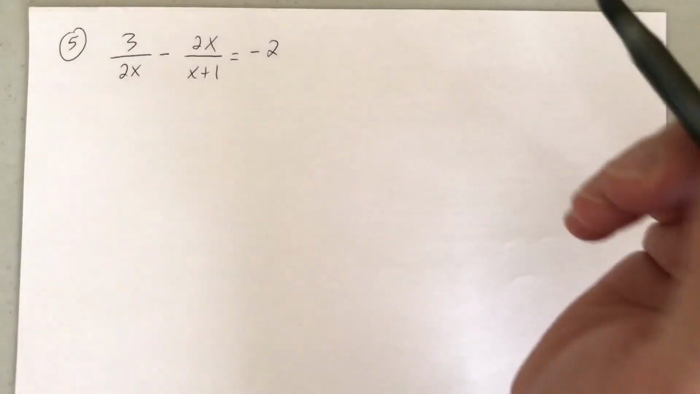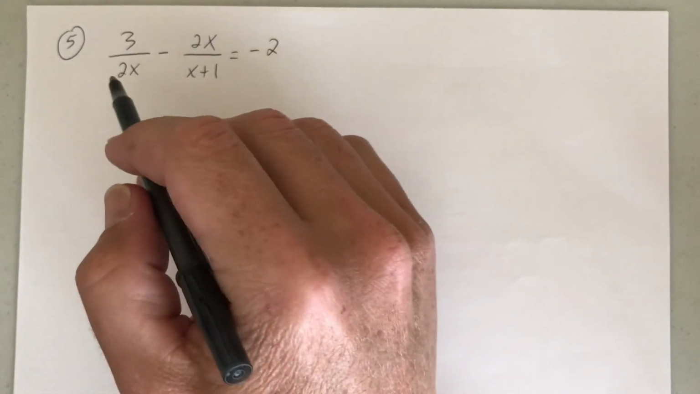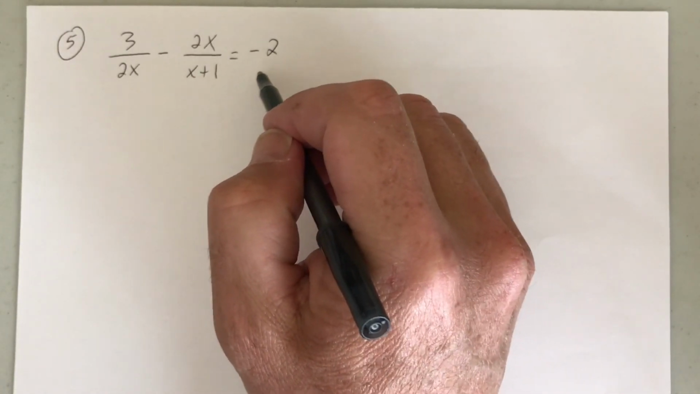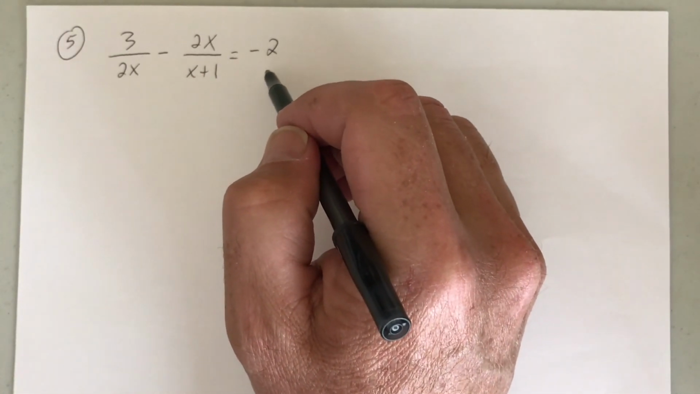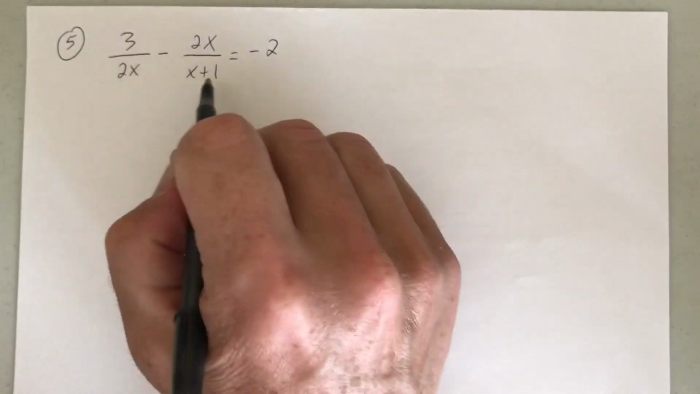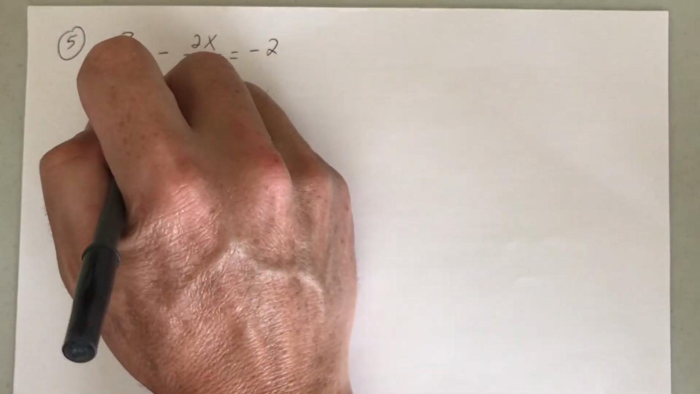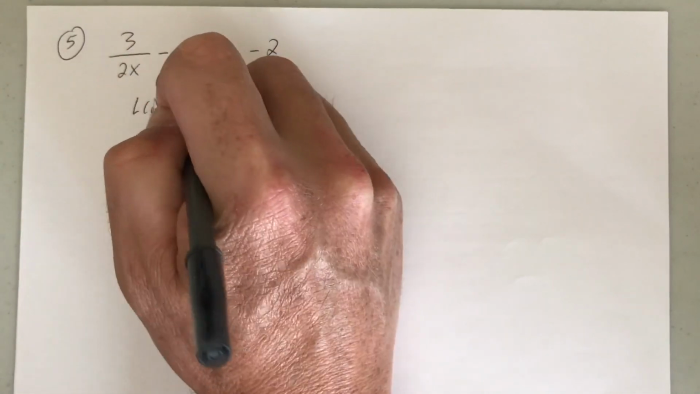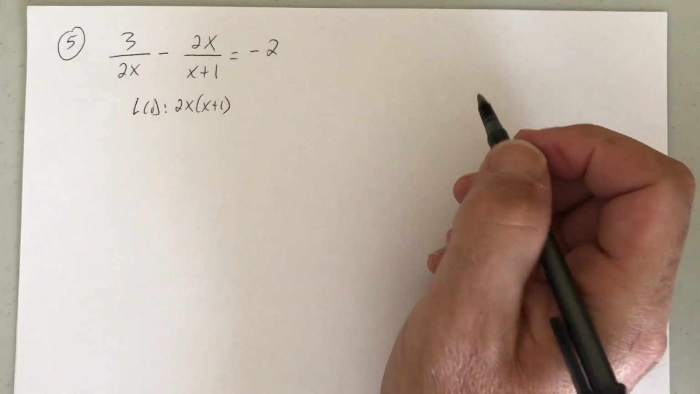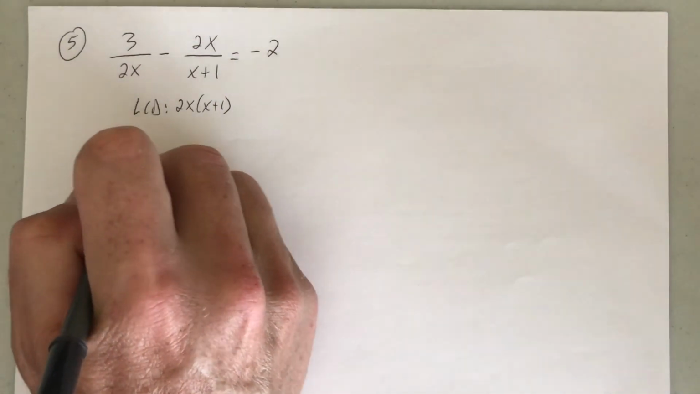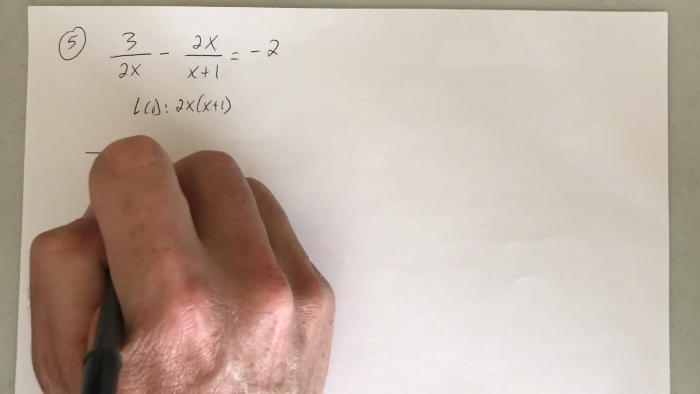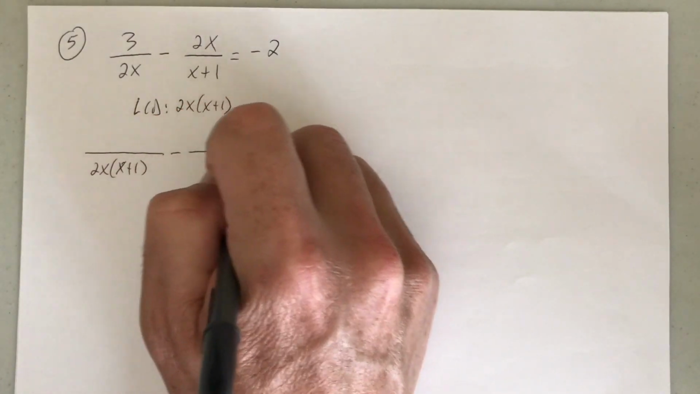All right, let's look at number 5. You see we got the 2x and x plus 1 in the denominator. And over here, we don't have anything written, but we know it's a 1, but that's not going to affect the least common denominator. So there's nothing I can factor here. So our least common denominator for this problem is actually going to be 2x times x plus 1. So I can go ahead and rewrite our equation with the least common denominator.